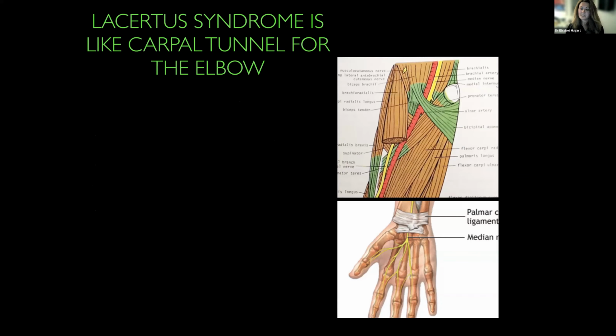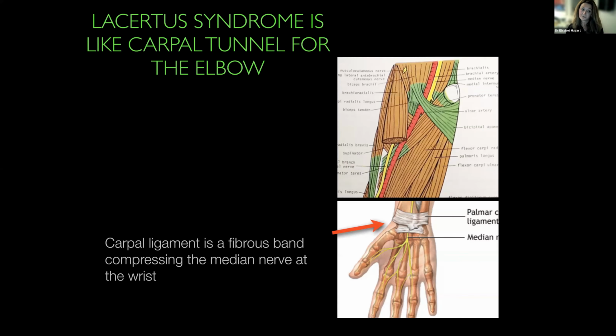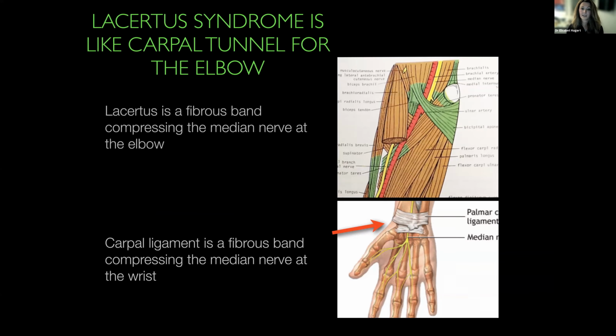Well, Lacerta syndrome is like carpal tunnel syndrome, but for the elbow. At the wrist, you have the carpal ligament, which is a fibrous band compressing the median nerve at the level of the wrist. At the elbow, you have the Lacerta fibrosus, which is also a fibrous band compressing the median nerve at the elbow.